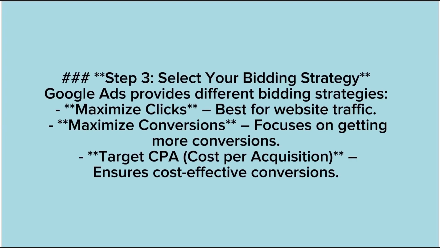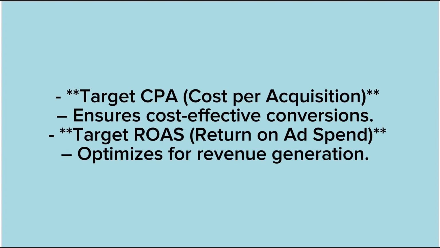Step 3. Select your bidding strategy. Google Ads provides different bidding strategies. Maximize clicks, best for website traffic. Maximize conversions focuses on getting more conversions. Target CPA, cost per acquisition, ensures cost-effective conversions. Target ROAS, return on ad spend, optimizes for revenue generation.